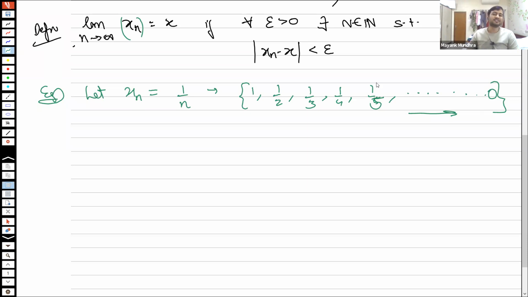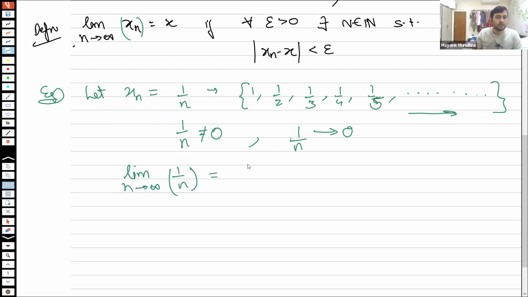Thanks, Kritika. So after some time, this thing is heading... it keeps going down and down. It keeps getting smaller and smaller in magnitude. So it is tending to 0. The important thing to note is that this is never 0. 1 by n is never equal to 0. We are saying that 1 by n is tending to 0. We are not saying that it is equal to 0. So what we are essentially saying is that the limit as n tends to infinity of 1 by n should be equal to 0.